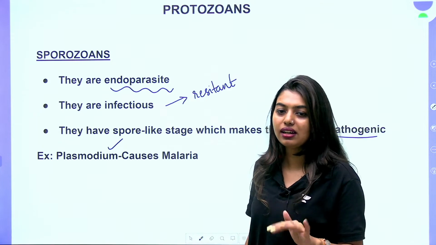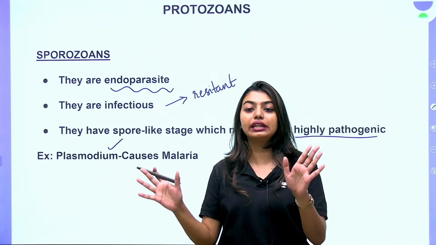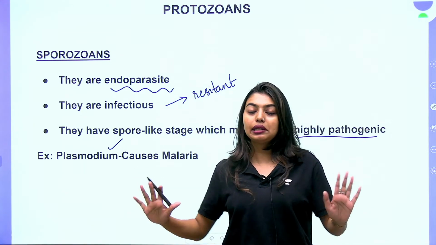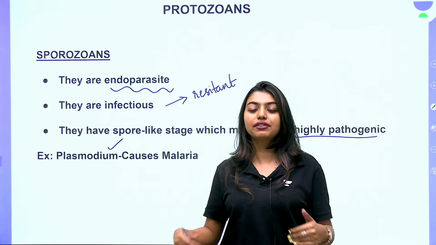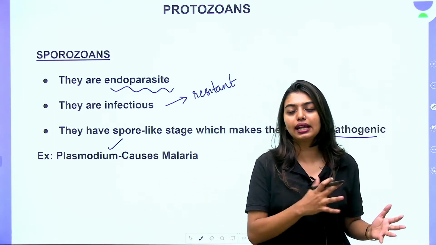Clear? So, like that we have come to the end of kingdom Protista. We have come to an end of kingdom Protista and kingdom Monera. Now, we have fungi, plantae and animalia.